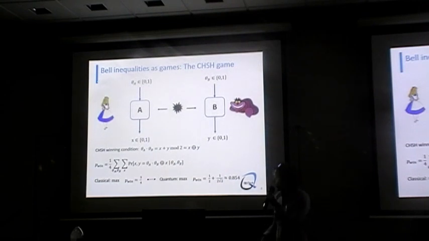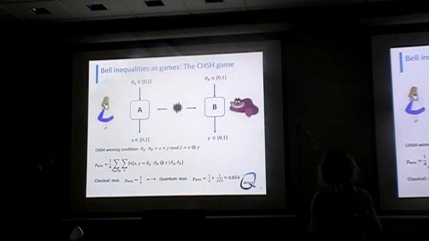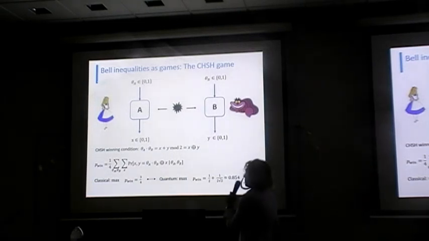So Tsirelson has shown that in fact this is the best that quantum can do. So there exists a quantum strategy that can win this game with probability roughly 85%, and this is also the best quantum can do. So quantum, curiously, is more restricted than no signaling, but better than classical.